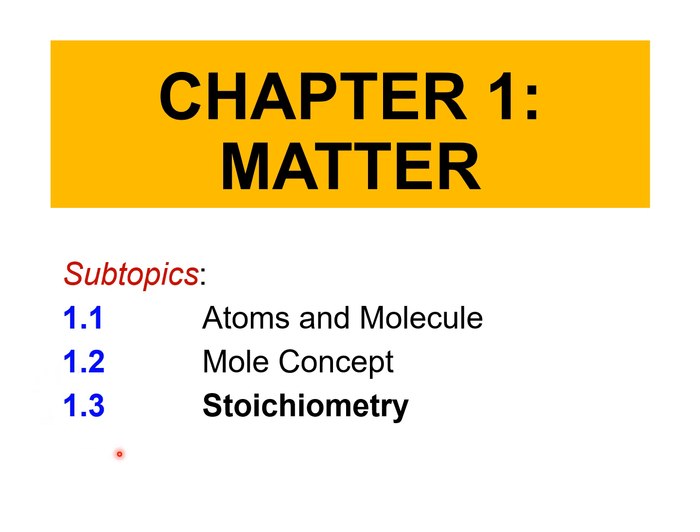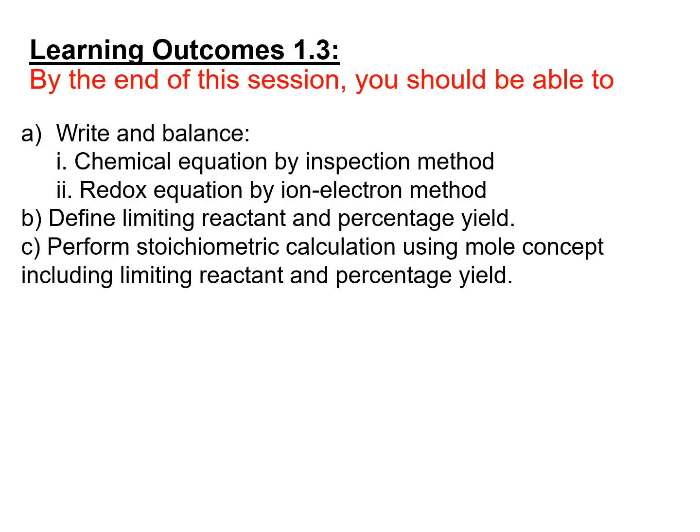For subtopic 1.3, we're going to learn about stoichiometry. These are the learning outcomes for 1.3. By the end of the lessons, you should know how to write and balance the chemical equation by inspection method and also by ion-electron method. Define limiting reactant and percentage yield. Lastly, perform stoichiometric calculation using mole concept, including limiting reactant and percentage yield.